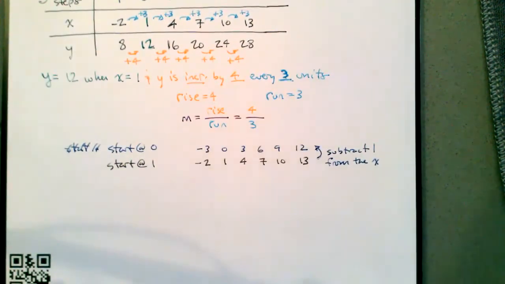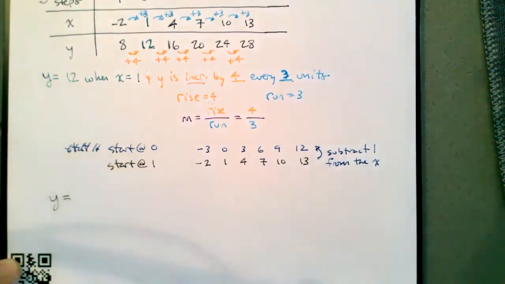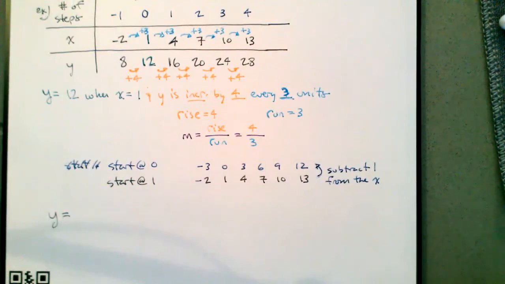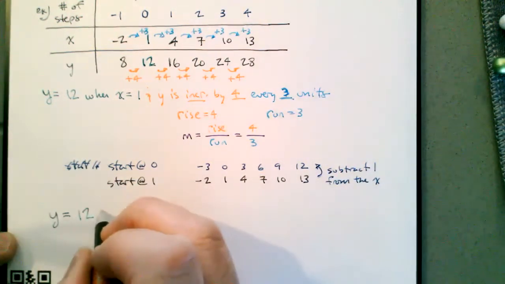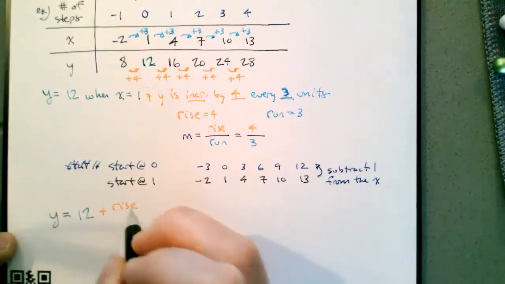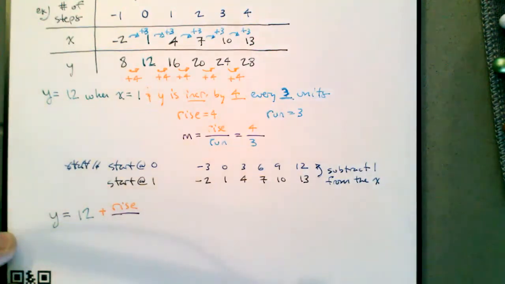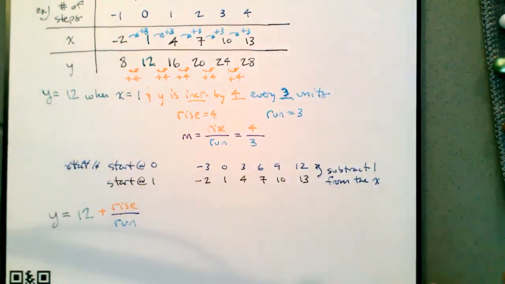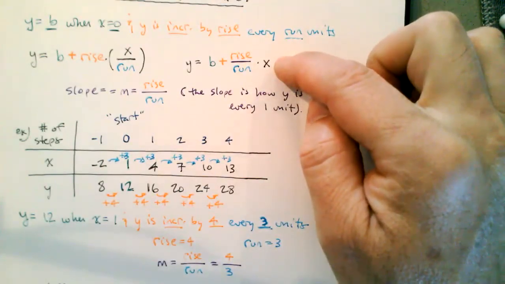So let's write our equation. Let's think about how our equation should be written. Because we want to have that same format, start at B and increase by rise over run a bunch of times. So we're going to start off at 12. We're going to increase by the rise every run units. And if we start off at 0, then we do this a bunch of times. We just write times x to say a bunch of times.